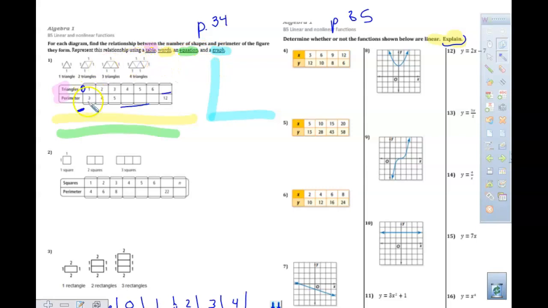So you need to fill in the table. Again, think about the 0 one, that might be helpful for you. At 0, what should the perimeter be? Fill in the blanks. Give us in words what is happening as you increase the rectangles by 1. What's happening to the perimeter? That's going to be my words. You're going to write an equation, again thinking of that slope-intercept form, especially if it's linear, that we should be able to write in this form. And then you need to make a table or a graph.